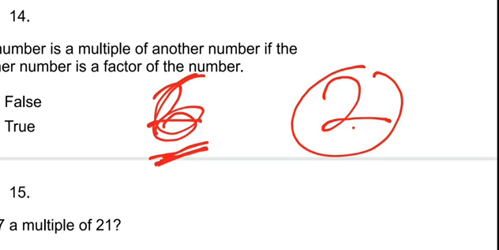So the answer is true. A number is a multiple of another number, that is 6 is a multiple of 2, if the other number, that is 2, is a factor of 6. So that's what it means, which is true. And 2 is a factor of 6. So the answer is true.